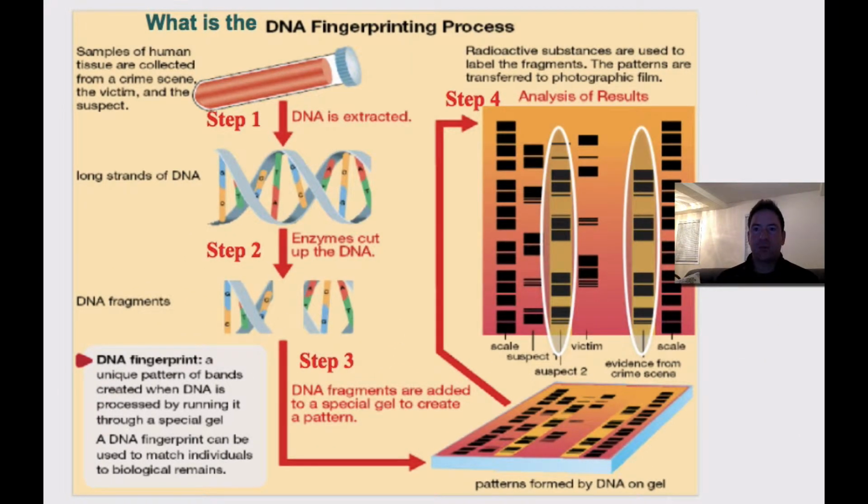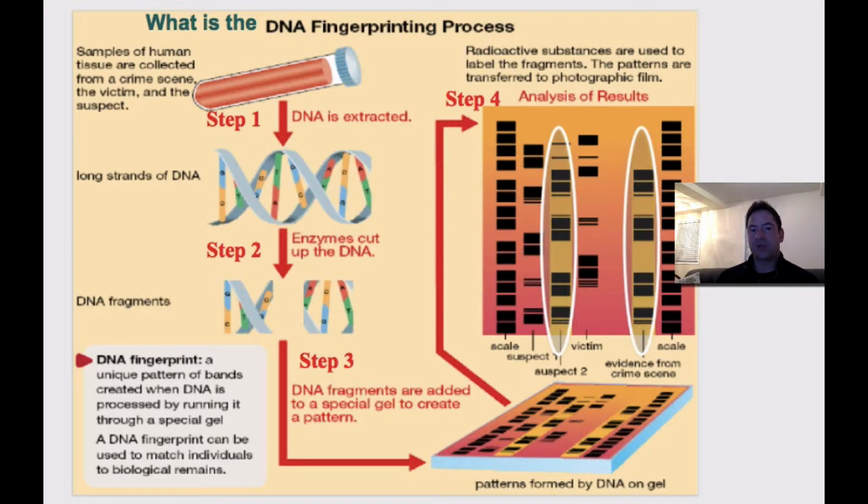On today's video, we're going to be talking about the different types of technologies that have been created for genetic technology. The first one we're going to talk about is DNA fingerprinting. Essentially, crime scene investigators would retrieve samples of tissues, could be hair, all these different DNA samples from a crime scene.